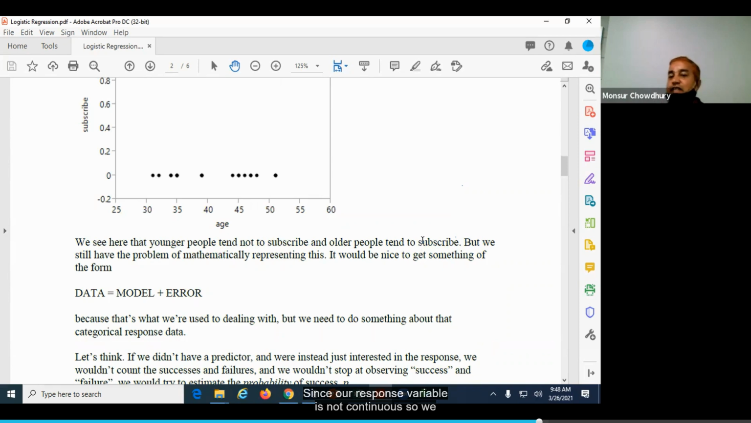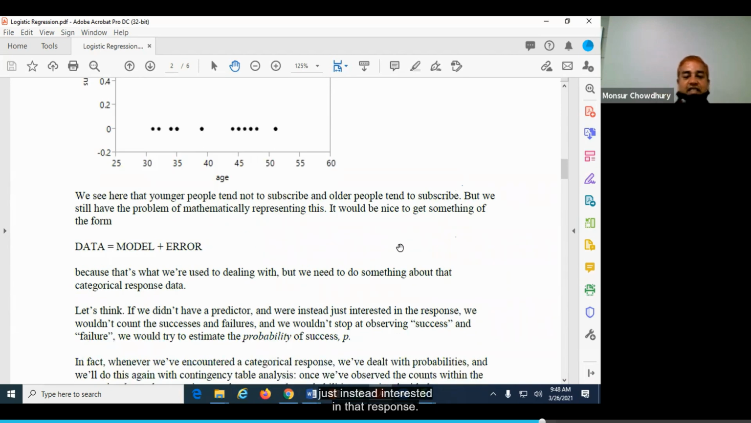Since our response variable is not continuous, we cannot write the model in the linear form we used earlier. So let's think: if we don't have a predictor and are just interested in the response, we want to know the chance of subscribing to a newspaper. If Y is the response, what is the chance they will subscribe? That means Y equals 1. So what is the probability that Y equals 1?